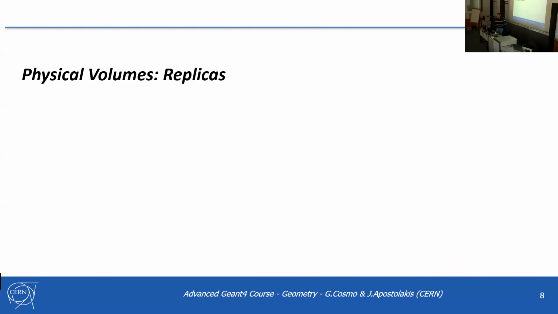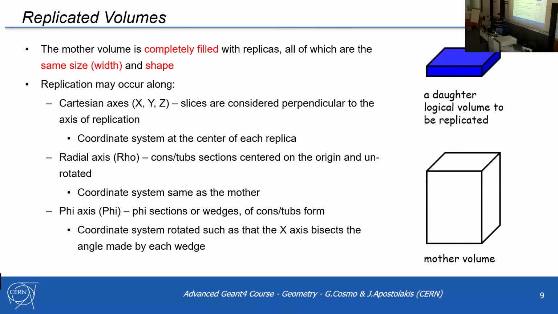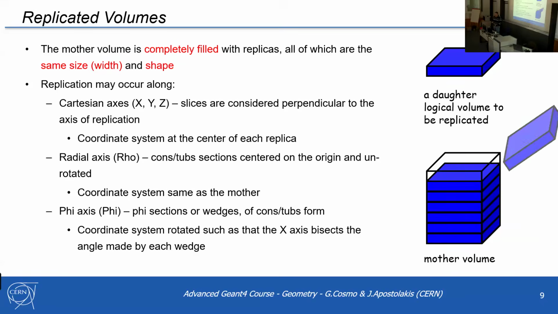So let's start with the simple replica. As I mentioned before, the characteristic of the replica is that the daughters that compose the slicing of the volume must fill completely the mother volume. So like in this case, you have a mother volume which is a parallelepiped that gets filled by many layers, and they all fill completely the parallelepiped.